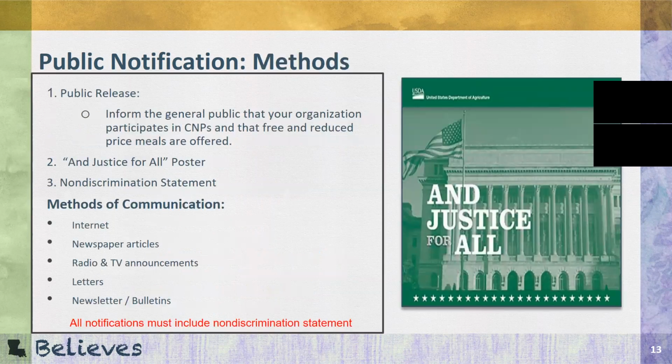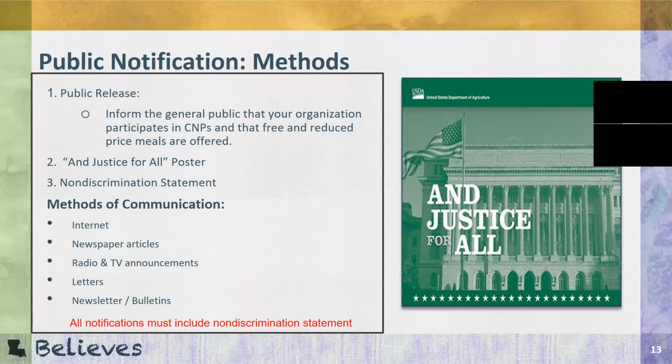CNPs must notify the public annually of their participation in the program. Notification to applicants and participants must include information regarding program availability, program rights and responsibilities, the procedure for filing a complaint, and the policy of non-discrimination. The public notification system must include the following elements: public release.